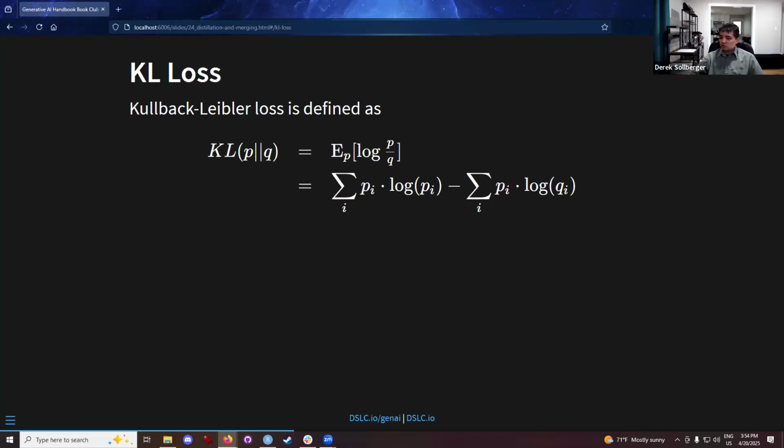These are, of course, also using logarithms. So this is also hoping for some speed up in training models, similar to cross entropy.